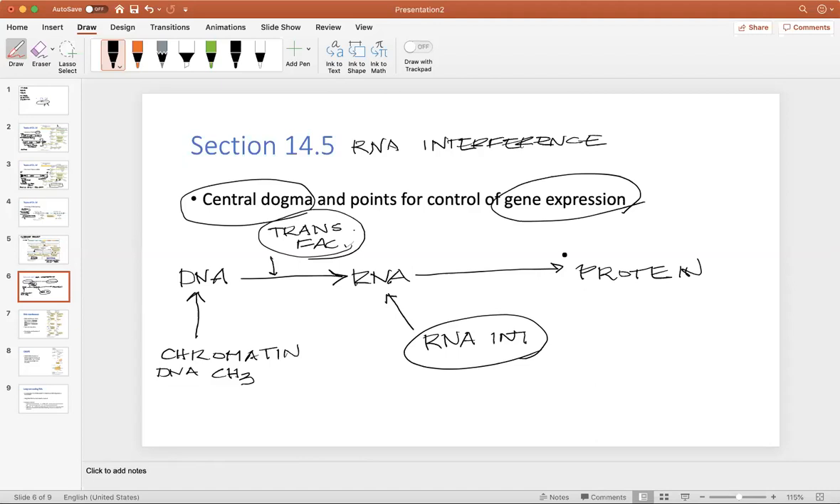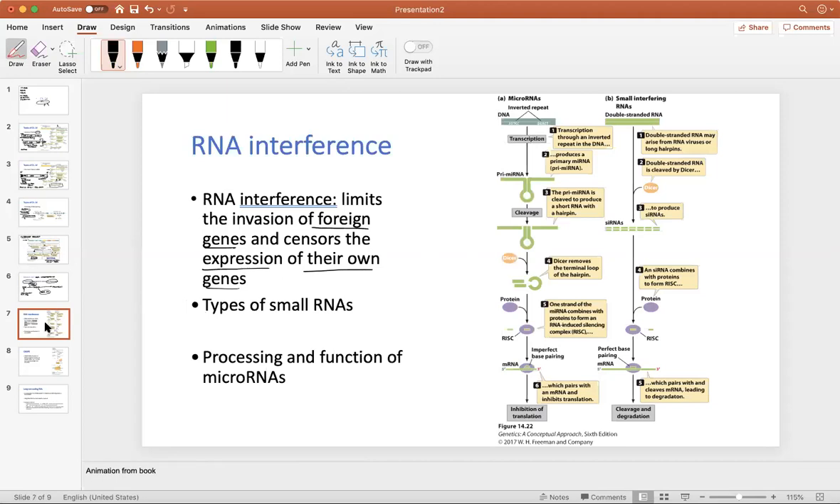Why would you go through all the trouble of expressing all of this up to here and then breaking it down here? But we actually believe this is a holdover mechanism that originated as a defense mechanism against viral DNAs and now has been co-opted as a mechanism to further control gene expression. So let's talk about RNA interference.